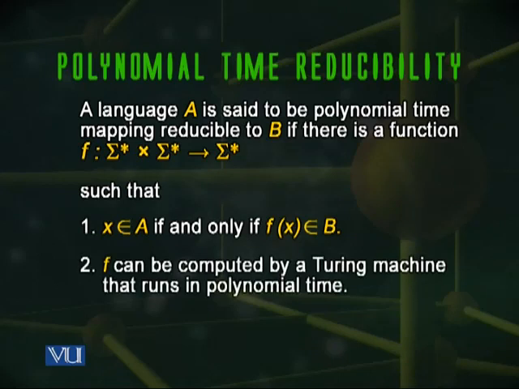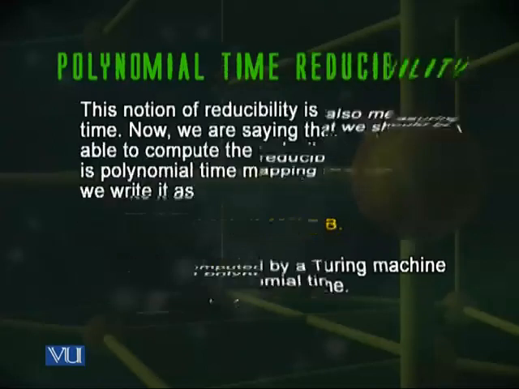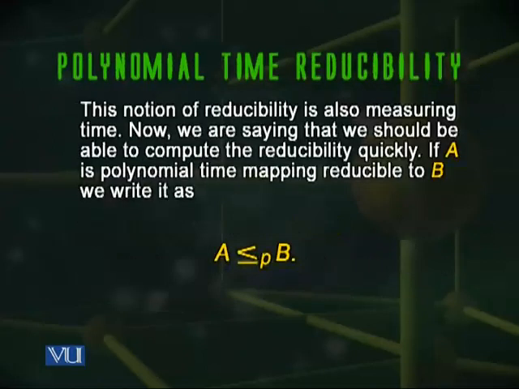The second requirement that we will require of this function f is that f can be computed by a Turing machine that runs in polynomial time. So this notion of reducibility is also measuring time. Now we are saying that we should be able to compute the reducibility quickly. If A is polynomial time reducible to B, then we write A ≤_P B. This subscript in less than or equal to is reminding us that this reducibility is a polynomial time reducibility.